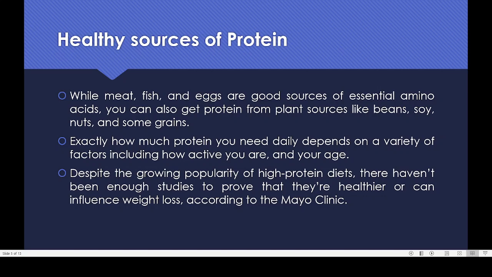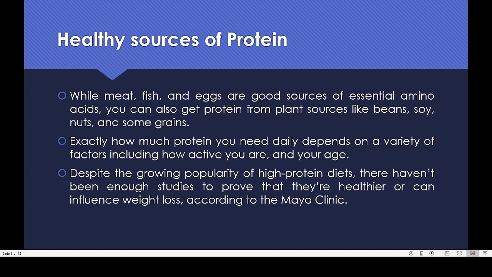For example, if you are not engaging in sports activity, but you are engaging in manual labor, doing a lot of work, that means you have to take a lot of protein. So there are two factors: how active you are and what your age is. Those are the factors which determine the intake of protein.